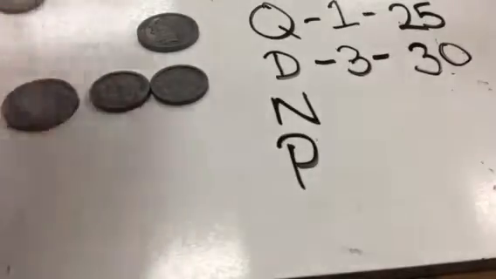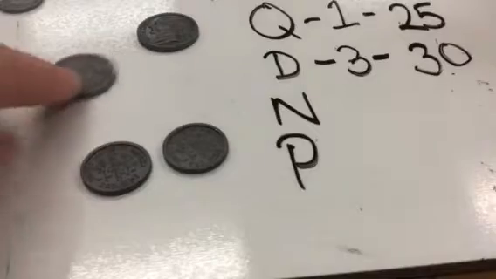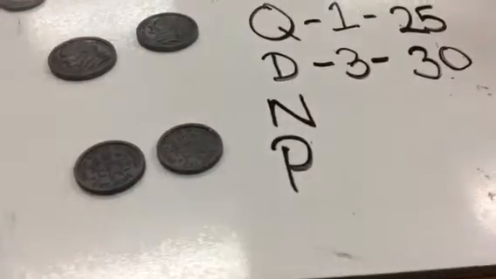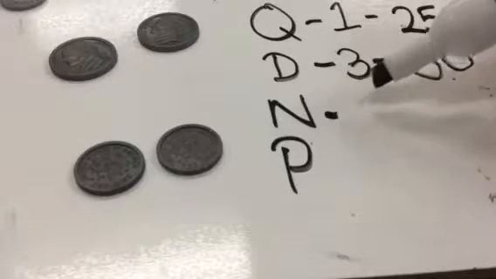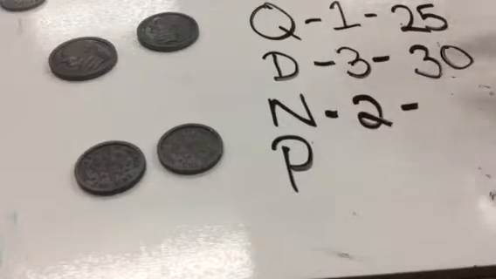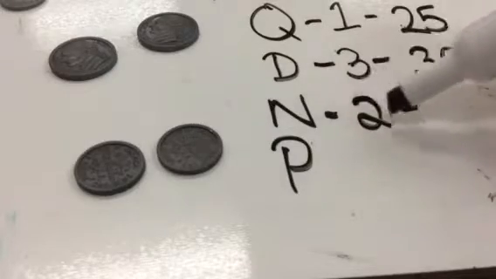I've already used these two and these two. So all I have left are these two. Nickel, thick and fat. You're worth 5. I know that. So I have 2 nickels, each worth 5. 5, 10.